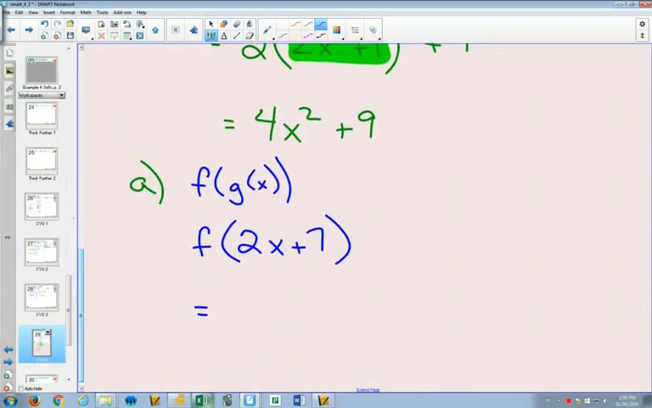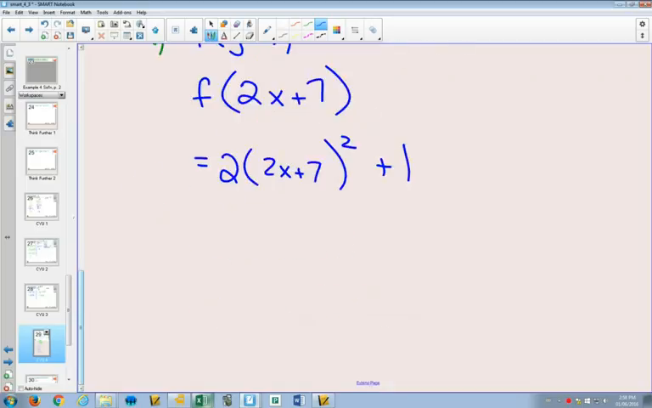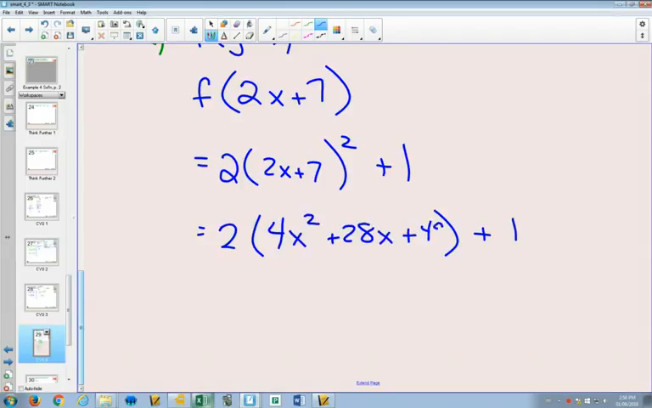So whatever we put in gets squared, multiplied by 2, and then you add 1. If we multiply this out, order of operations say square first. So 2x plus 7 times 2x plus 7, you'd have to FOIL and simplify. Which I believe, did you get 4x squared plus 28x plus 49? Now you can multiply that all by 2, which will give you 8x squared plus 56x plus 98, plus 1 will be plus 99.